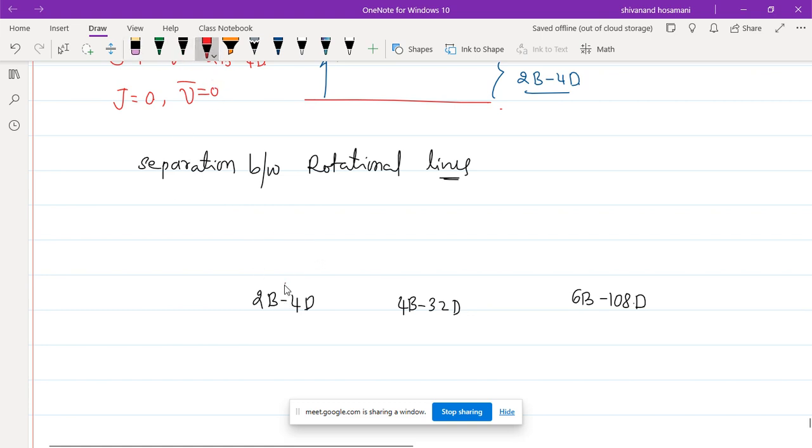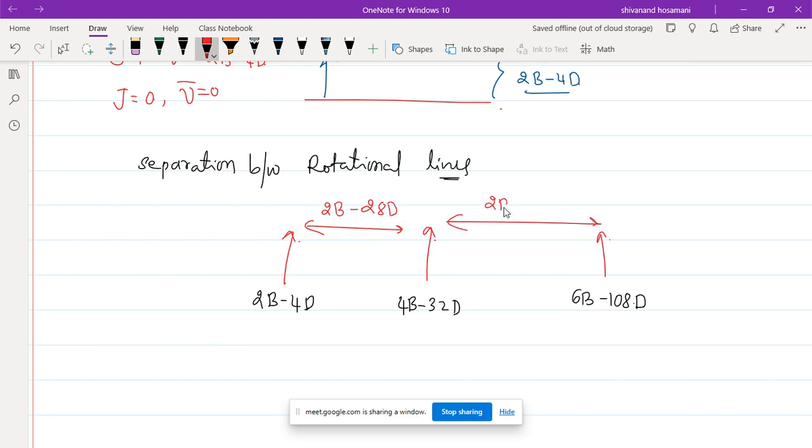So let us take this as one line, second line, and this is the third line. What is the separation between these two now? The separation between these two is 2B minus 28D. What about the separation between these two? That is 2B, but minus 76D. Separation between the rotation lines is not constant. It is going to change.